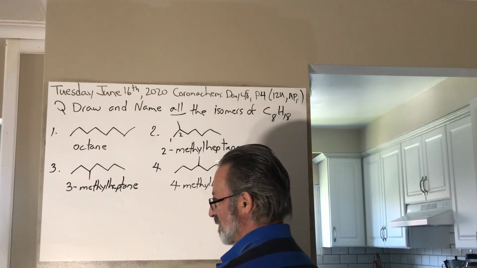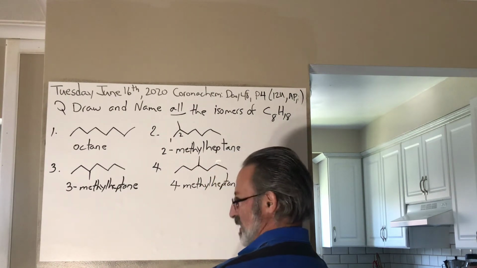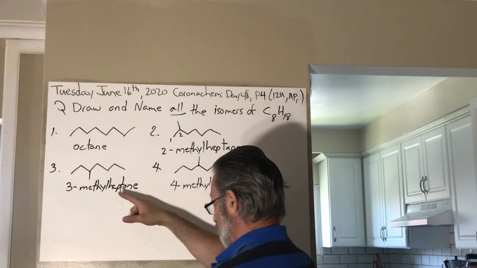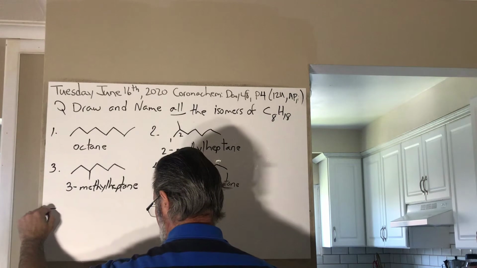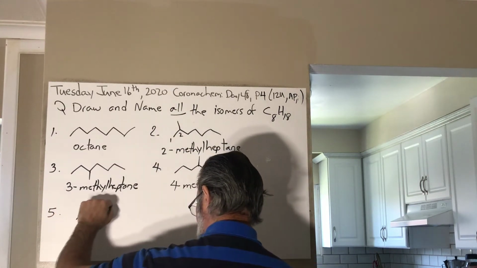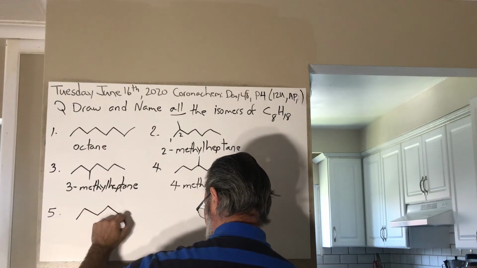remember the rule where you say you have to get the lowest possible numbering, you would start counting from the other side and you would find out that it's actually 3-methylheptane, which you've already named. So let's move on to the next possibility. And that is, let's go down to a chain that is 6 long, 1, 2, 3, 4, 5, 6.